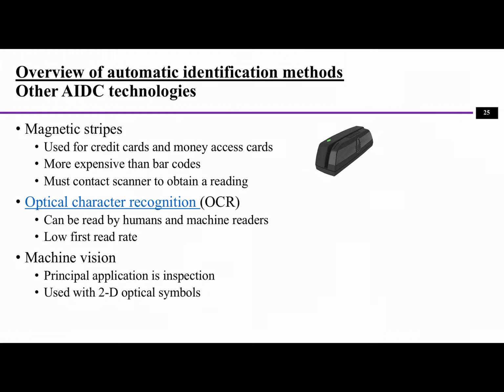And some other AIDC technologies will be magnetic stripes. You can see that from credit cards, where you slide those cards. Also some optical character recognition. We can take a look at this.